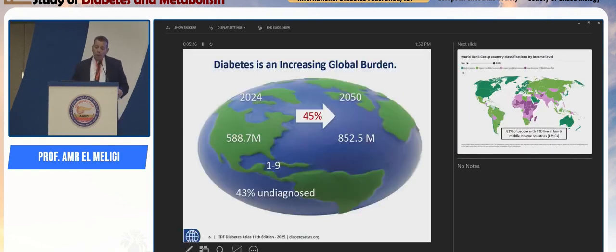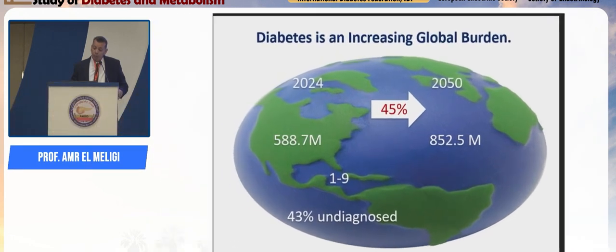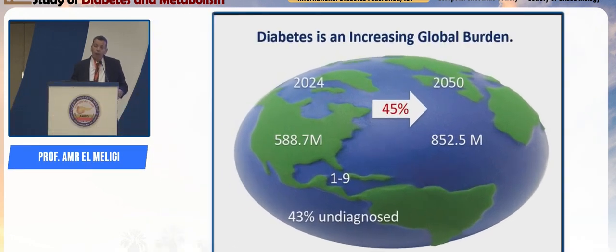Diabetes is a growing burden in low and middle income countries. In 2025, the number of people living with diabetes is 588.7 million, and it is expected to increase by 45% by 2050 to 852.5 million. Nowadays, 1 of 9 people live with diabetes. Unfortunately, 43% of these cases are undiagnosed.